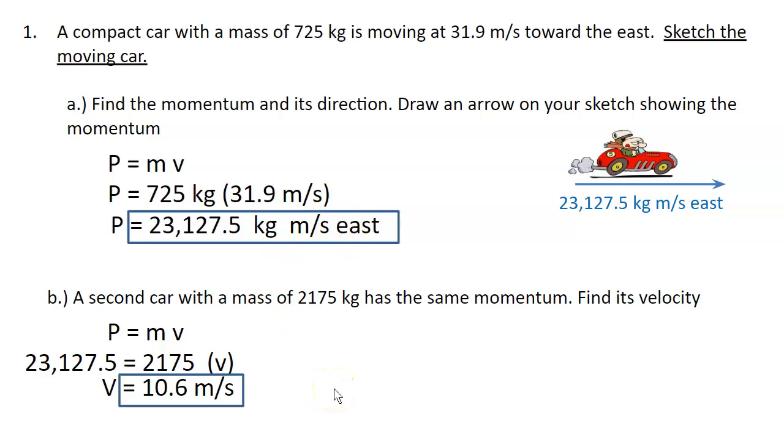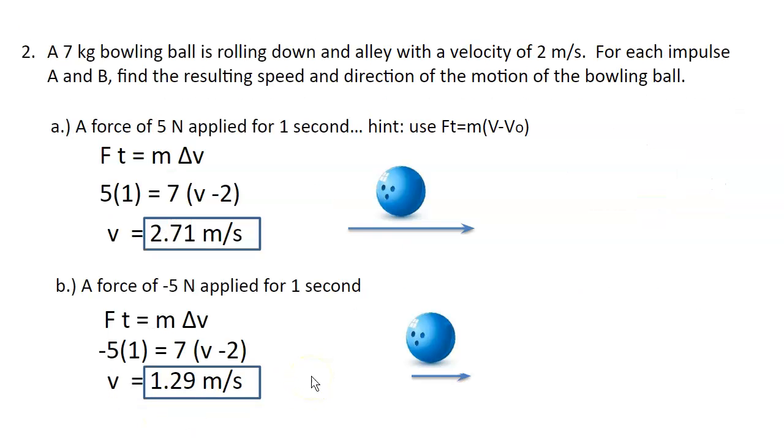A second car with a mass of 2,175 kilograms has the same momentum. Find its velocity. So same formula. We know momentum because it has the same as the car in the previous problem. They give us the car's mass right there in the problem, and we're solving for V. So velocity equals 10.6 meters per second.